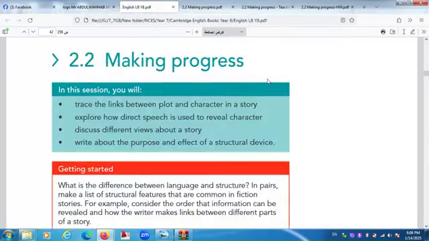Today we are going to deal with Cambridge English Lower Secondary. We are in the unit of the Grandmother Song, and today we are going to explain lesson 2.2, Making Progress. In this session, we are going to trace the link between plot and character in the story. We are going to explore how direct speech is used in order to reveal a character, and we are going to discuss different views about a story and to write about the purpose and the effect of a structural device.